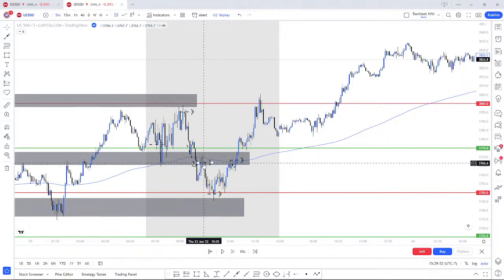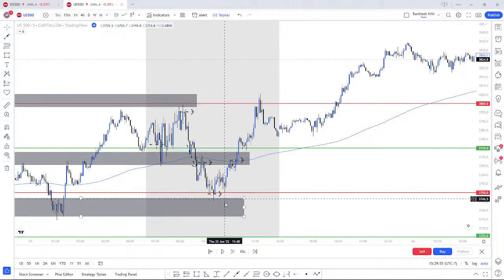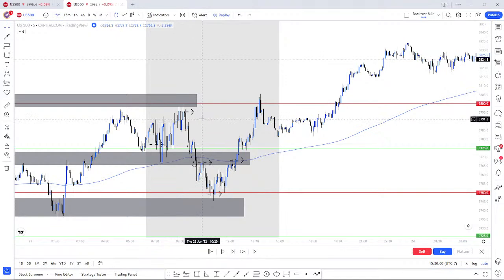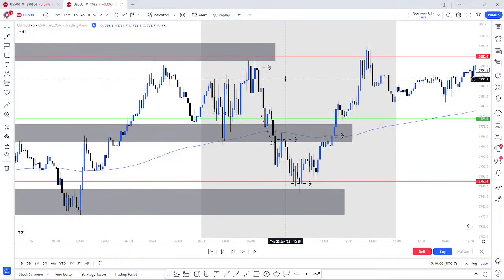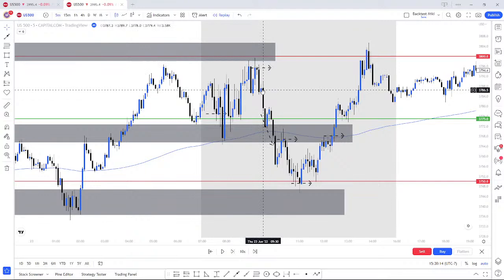Would have been able to take this one as an add-on. Well yeah, or next time we could also just, instead of taking it at the bottom here, we know that normally this rejection should mean something and should continue, and then have that rejection form as a base, but then it broke through immediately with momentum. So we'll just take it on the pullback.